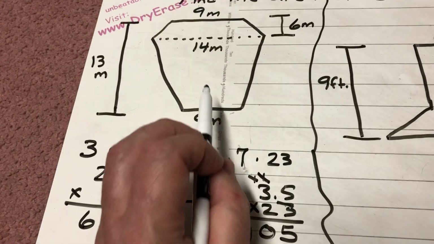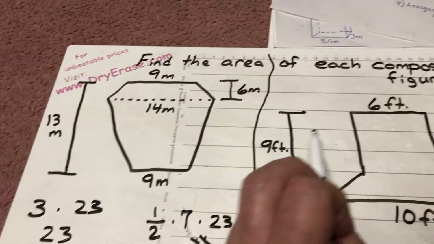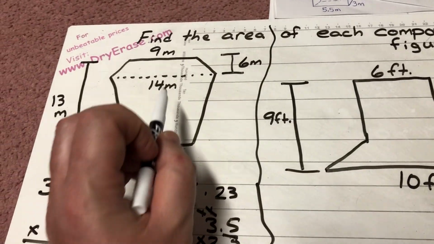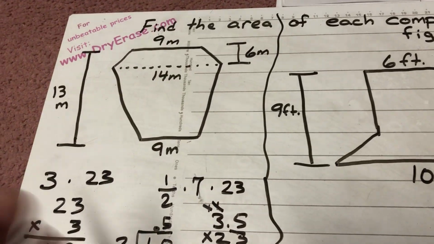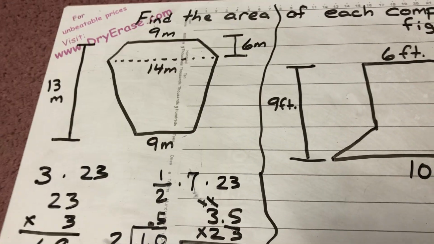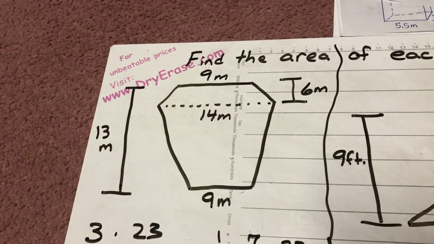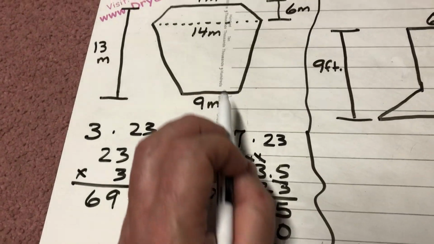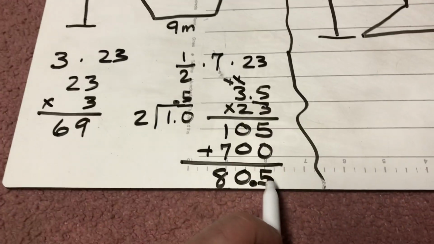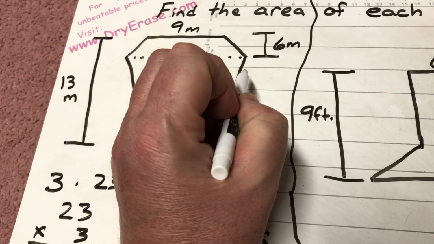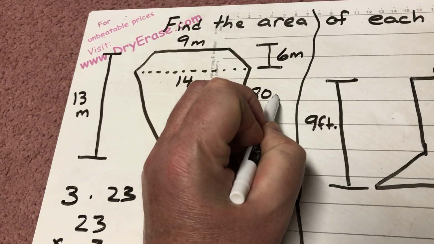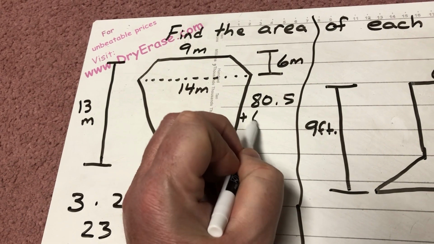Well, that's just the bottom one. When you have a composite figure, you have to find the area of every smaller figure within it and then add it together. Now remember, we found the area of this smaller figure to be 69, and we found the area of this larger figure to be 80.5. So I'm going to have to actually add those two numbers together. 80 and 5/10 plus 69.